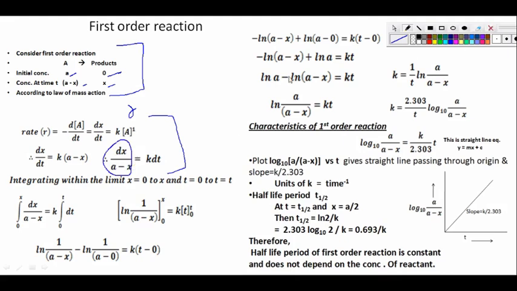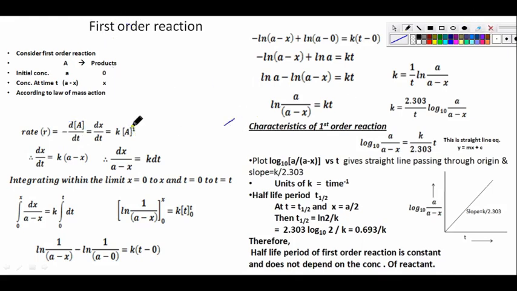So here rate is equal to the decrease in concentration of reactants per unit time, negative sign. As I already told you, it indicates decrease in concentration of reactant. Rate is equal to minus dx upon dt is equal to k into concentration of A raised to 1. This one is the order of reaction, that is first order reaction.